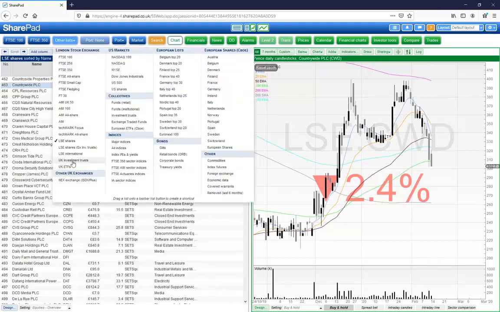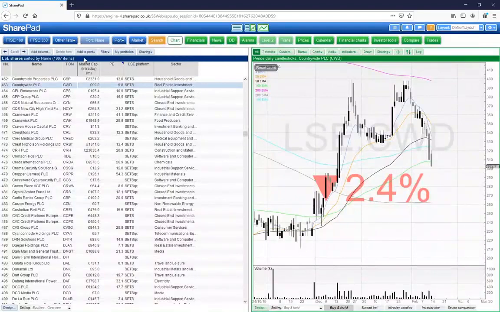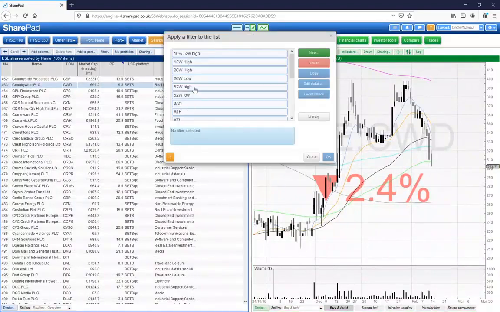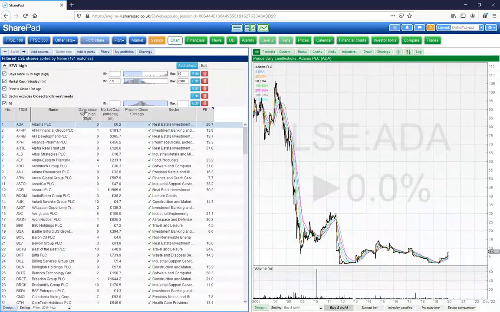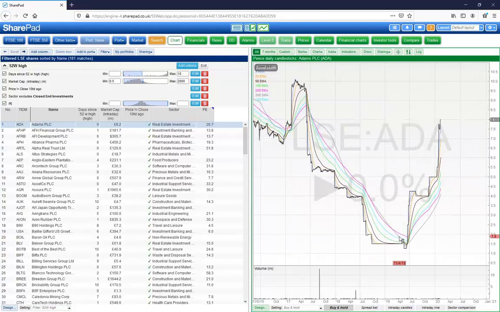So if we go back to LSE shares, we looked at the 52-week lows. 52-week high is my preferred one. Again, this is on the SharePad library, and this is the filter that I use to find uptrend stocks. So if we think there are some great stocks on the stock market, and if they're that good, then they're going to go up, and at least this filter will put them on my radar. I might not buy them, but at least I'll have that opportunity to notice them and to see if I can get on board.